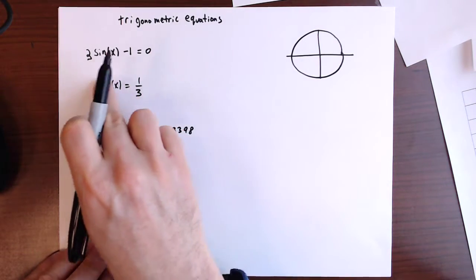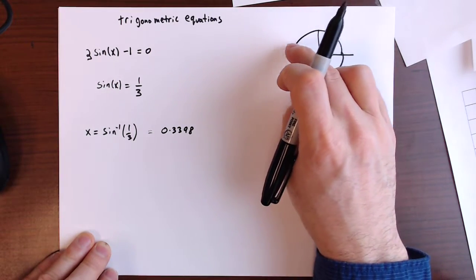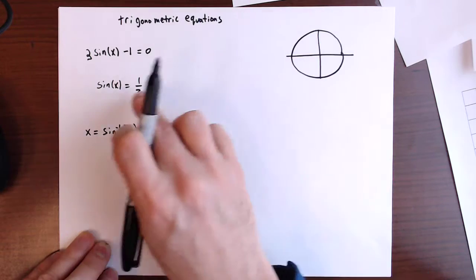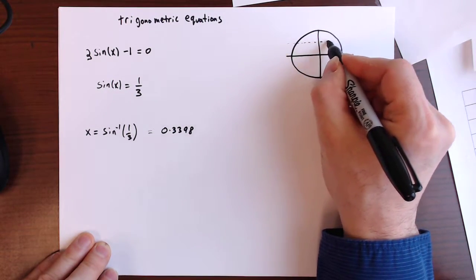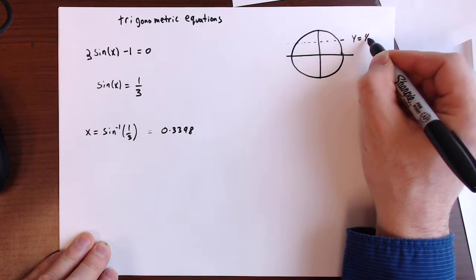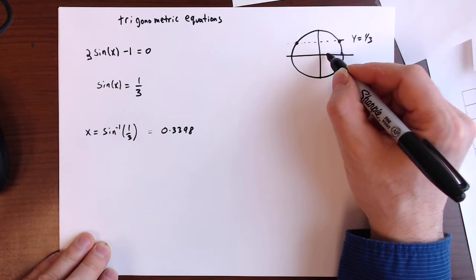I know that by understanding that I can think of this equation as corresponding to all of the angles that correspond to the intersection of the unit circle with a horizontal line where y equals 1/3. So if that's y equals 1/3, I have this angle and I have this angle. This angle is 0.3398 radians.